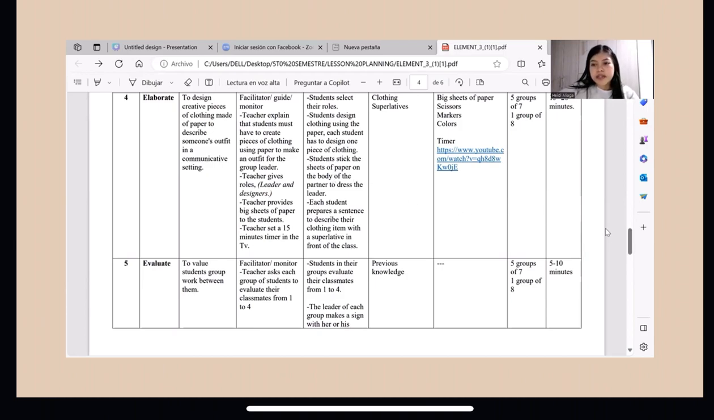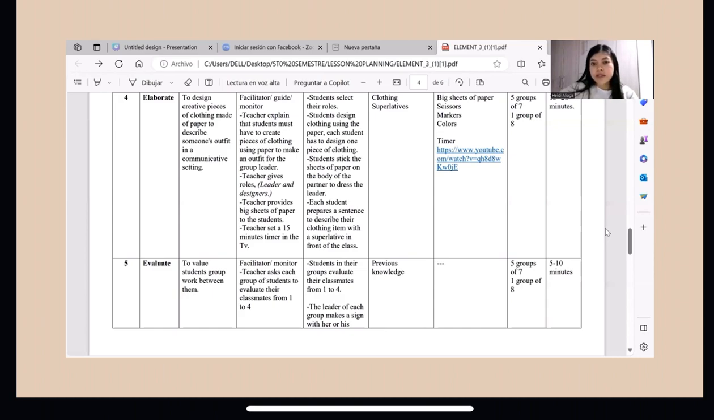Then we have the last point, that is evaluate, and this is a good point because you check the progress, you know what they think, you know if your lesson plan has been successful. So to value students' group work between them, for this part, we choose that the teacher asks each group of students to evaluate their classmates. So the students are going to grade their classmates, not the teacher. So they have to grade 1 out of 4.